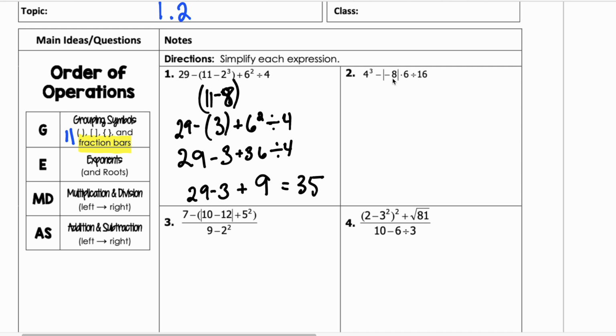This is our absolute value symbol right here. So this is actually a grouping symbol, which tells us we need to handle this first. The absolute value of negative 8 is just telling us how many units away is negative 8 from 0 on the number line? Well, negative 8 is 8 units from 0. Just as a refresher, I can make a little table if you need that.